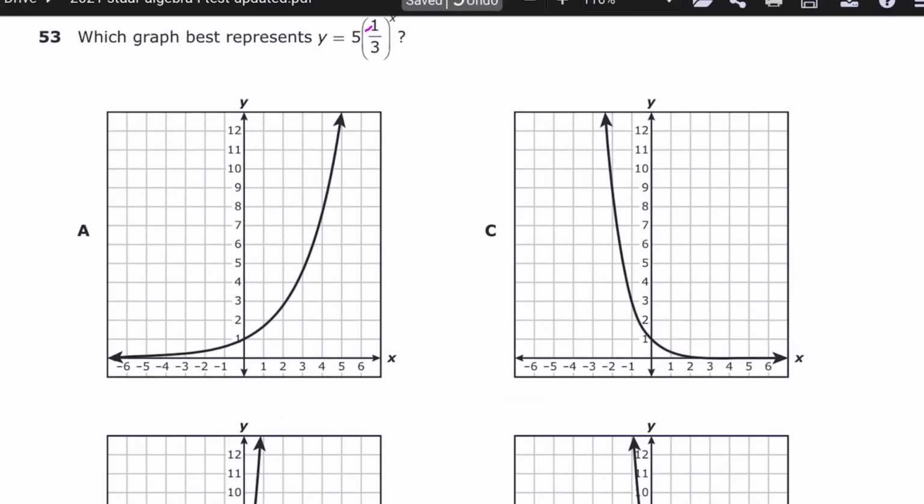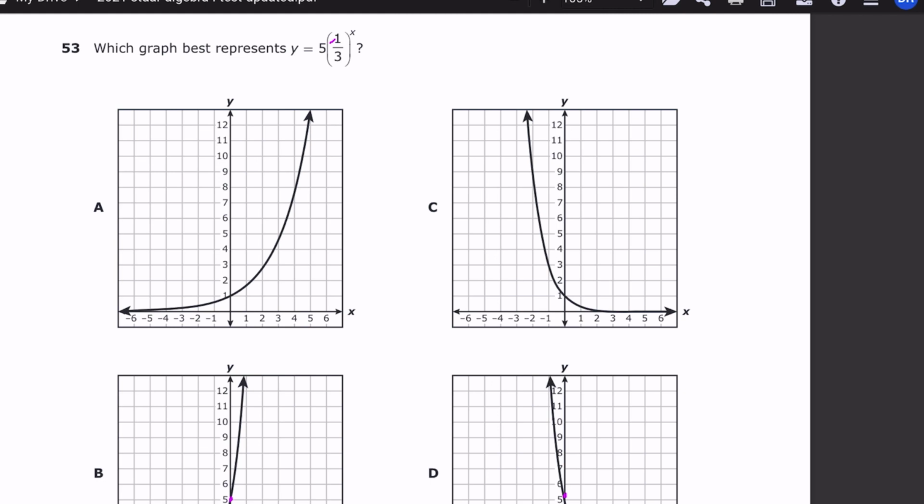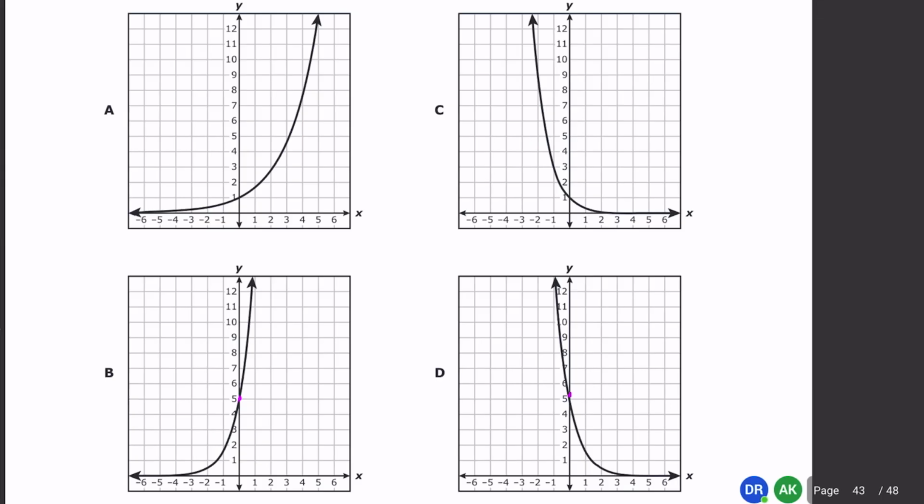Next, the 53rd one. Which graph best represents y is equal to 5 into 1 by 3 whole to the power of x? Now 1 by 3 is a value less than 1. So b less than 1 means it is a decreasing exponential graph. If it is decreasing, it can be either C or D. Now what is the y-intercept in both of them? Because 5 is the y-intercept here. You can see very clearly that the y-intercept is 5 over here. So y is equal to a into b to the power of x, and therefore it is choice D.